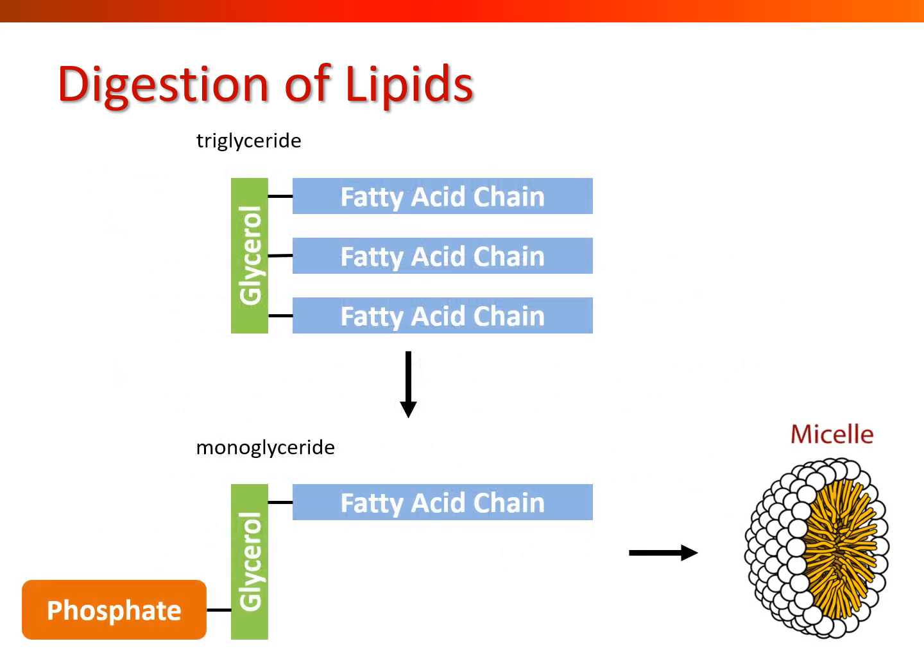So just to review what fats look like without having to go into the entire molecular structure, you have this glycerol backbone right here, which is a carbon, hydrogen, oxygen molecule, and attached to it are three fatty acids, which is a carbon-hydrogen chain. And when we take a triglyceride and turn it into a monoglyceride, we lop off a couple of these fatty acids, leave one intact, and then attach a phosphate to it and turn it into a monoglyceride.